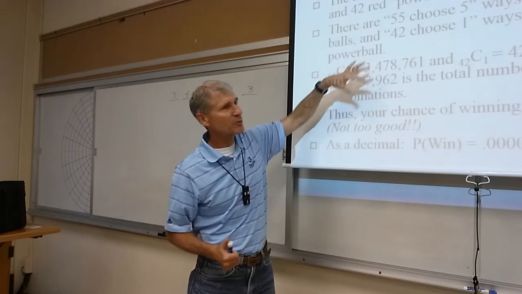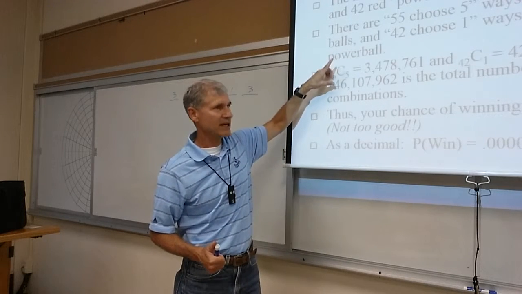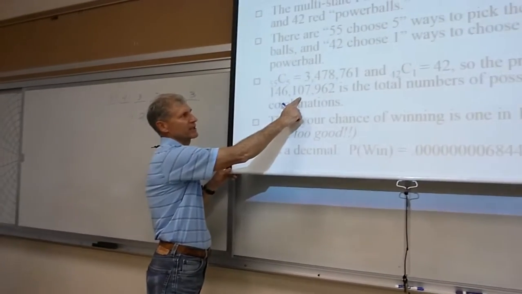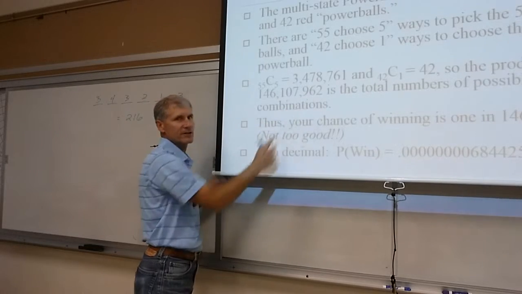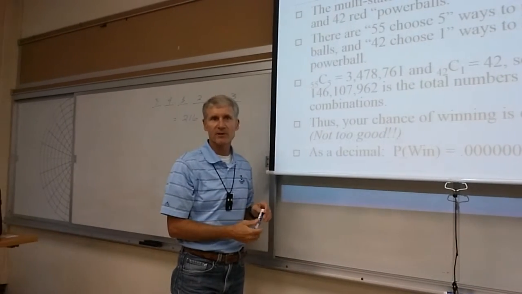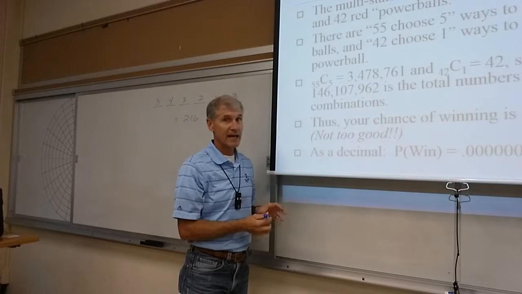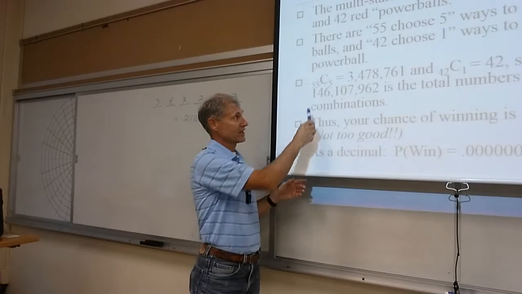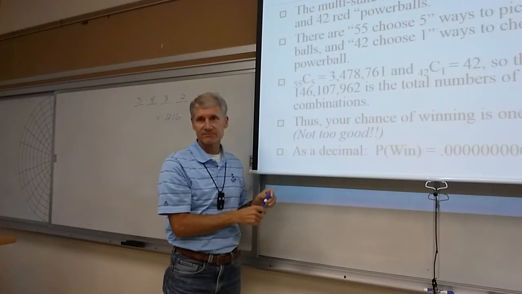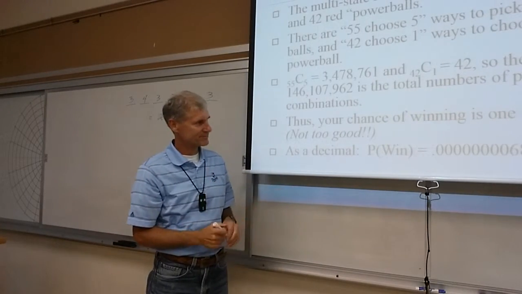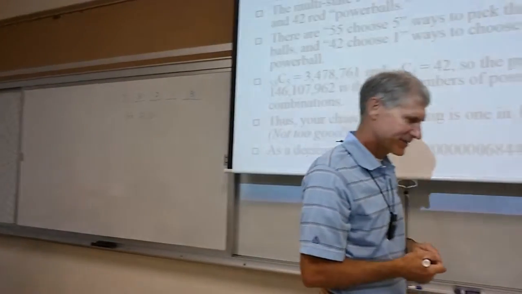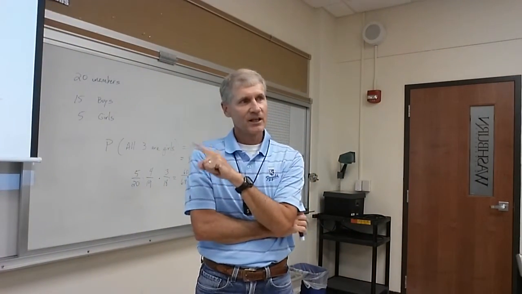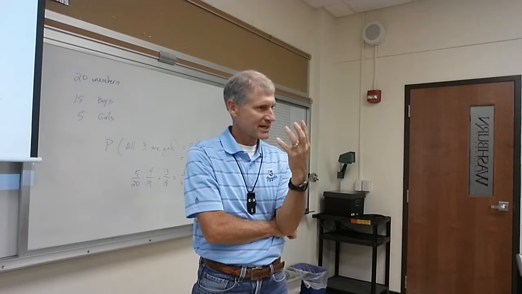Then, if you compute the probability of winning with 1 play, it's 1 in 146,107,962. That's the probability of winning the Powerball lottery. Well, now it's actually lower probability because they added some more white balls. And it's 1 in 175 million. But it still applies. Right?